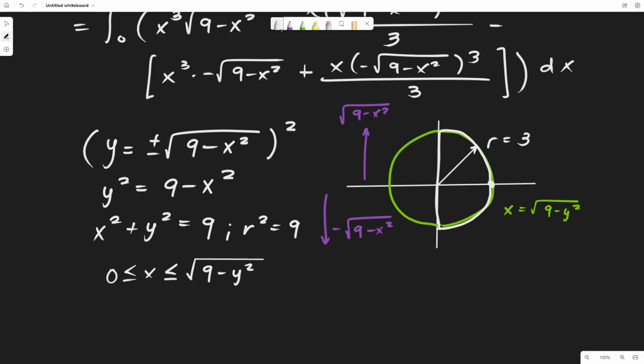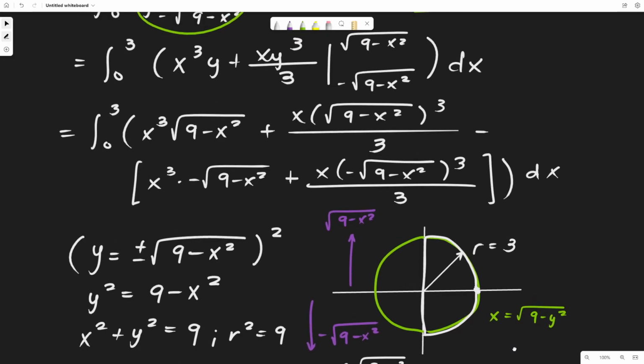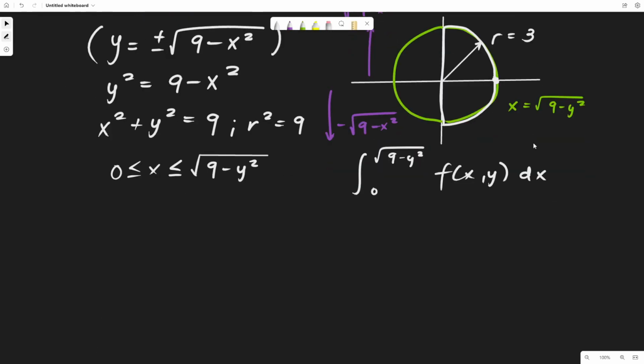Now, this is for the x, no? So ito na yung boundary natin. Now from 0 to square root of 9 minus y squared, yung function natin kanina, dx, no? Kasi in terms of x tayo, babalik ta rin naman eh, 'di ba? So, paano naman yung dy?